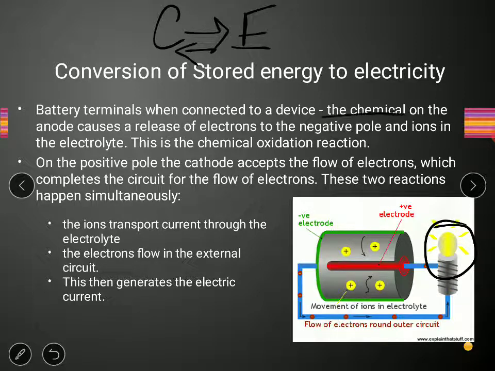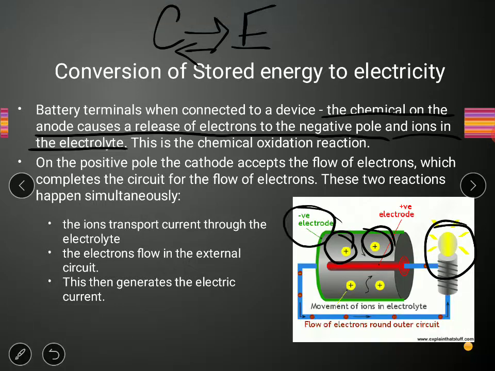What happens is the chemical on the anode causes a release of electrons to the negative pole. So the anode is very important. It will actually release the electrons. And then there are the ions in the electrolyte, the ions which are generated in the electrolyte. So this is basically what is happening here: the negative electrode, and then the ions are also there.